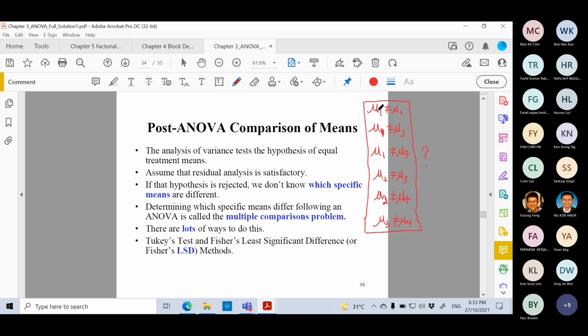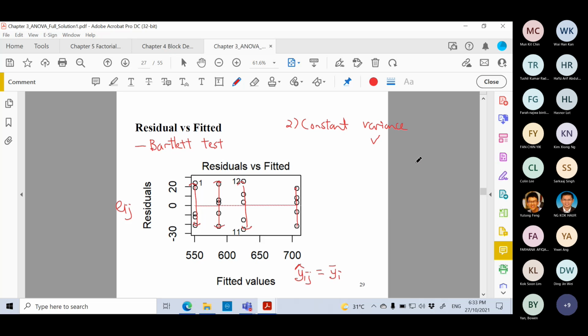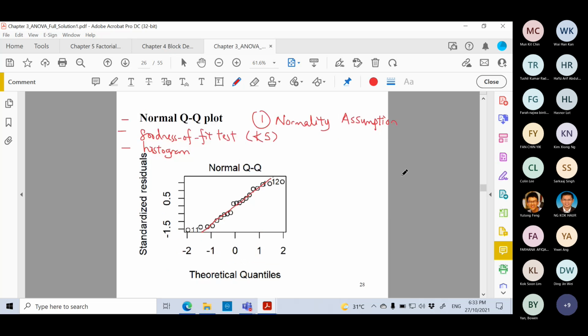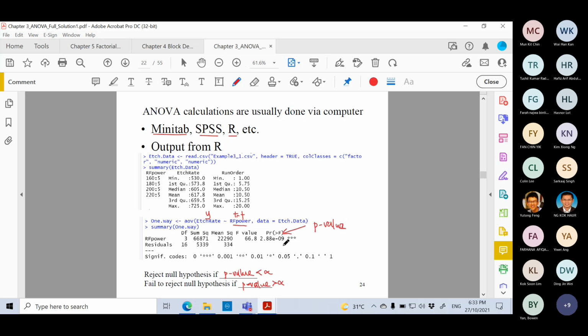So we can have mean 1 not equal to mean 2, or 1 not equal to 3, 1 not equal to 4, or 2 and 3, 2 and 4, and 3 and 4. We do not know which one exactly. Based on the ANOVA result, we only know that we reject the null hypothesis because the p-value is small. It means that at least one pair of means is not equal, but we do not know which combination.